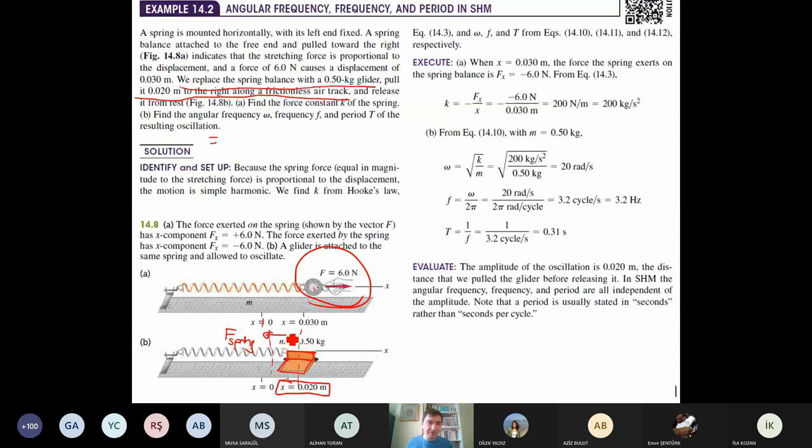So what is the question? Find the force constant k of the spring. k is asked. Find the angular frequency omega, frequency f, and period of the resulting oscillation. So when you release this glider from rest, it will move back and forth, okay? So it will have this type of motion. Then this motion will have angular frequency, frequency, and period. So these are asked within the question.